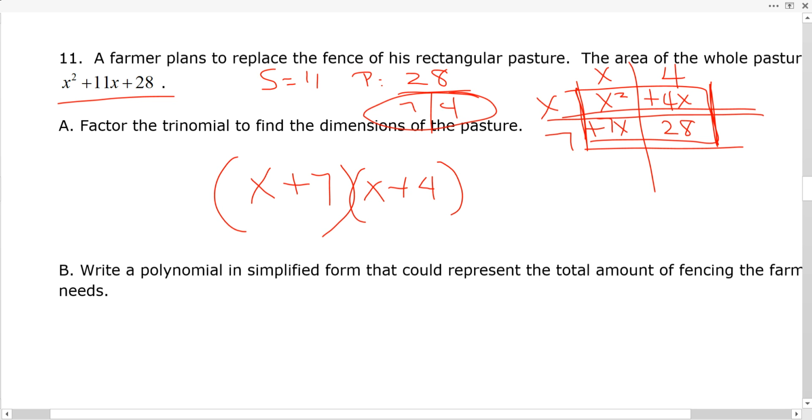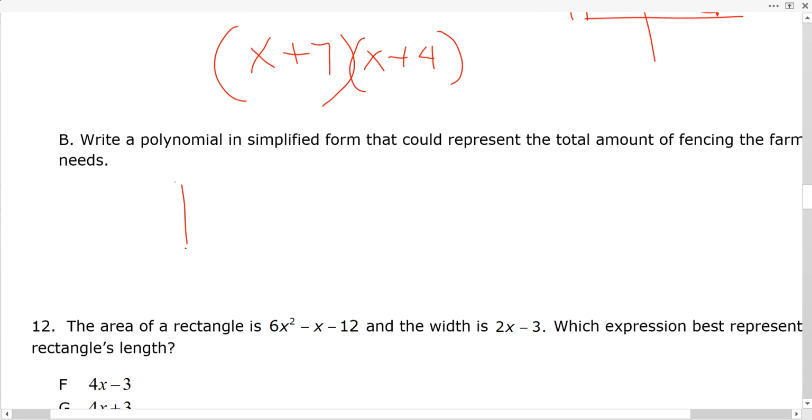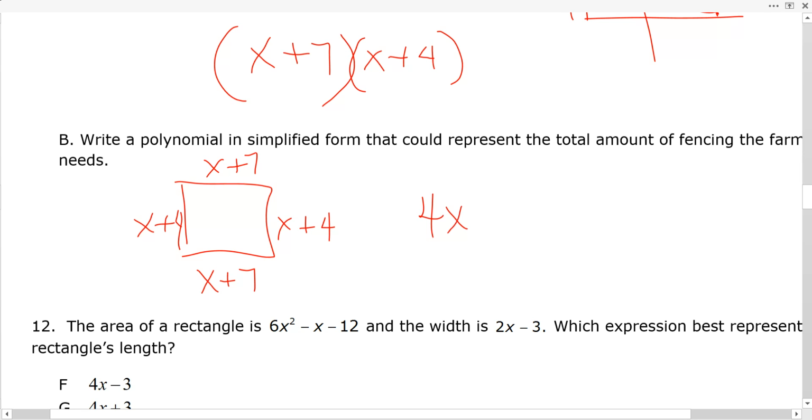Those are my dimensions. So now if I want to find the amount of fencing the farmer needs, I'm going to take my 2 sides and I'm going to add them together. So I end up with x plus 7, x plus 4, x plus 7, x plus 4. And if I add all those together, I have 4x plus 7 plus 4 plus 7 plus 4 is 22.